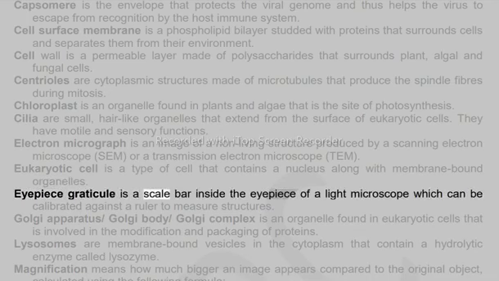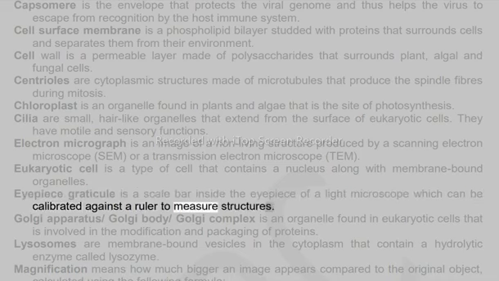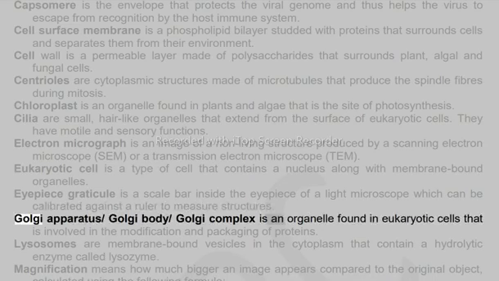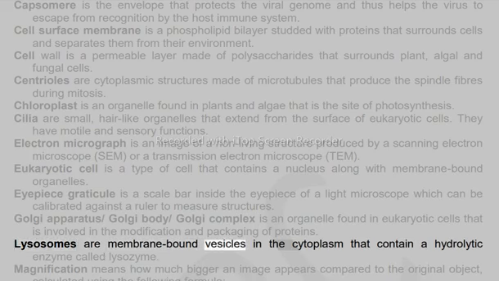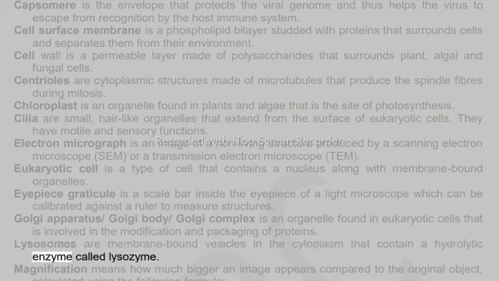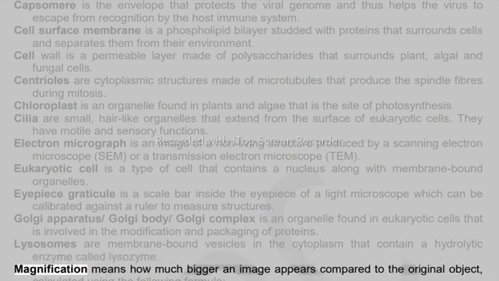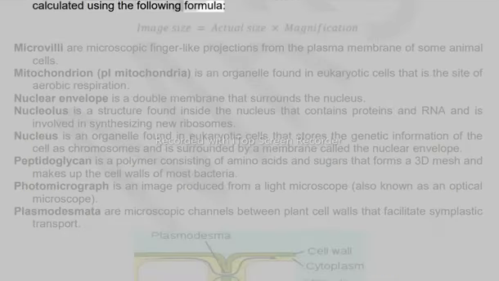Eyepiece graticule is a scale bar inside the eyepiece of a light microscope which can be calibrated against a ruler to measure structures. Golgi apparatus, Golgi body or Golgi complex, is an organelle found in eukaryotic cells that is involved in the modification and packaging of proteins. Lysosomes are membrane-bound vesicles in the cytoplasm that contain a hydrolytic enzyme called lysozyme. Magnification means how much bigger an image appears compared to the original object, calculated using the following formula.